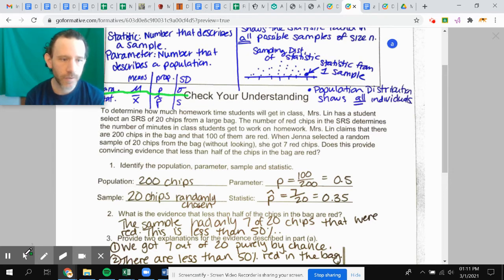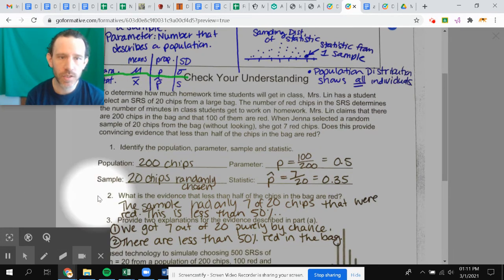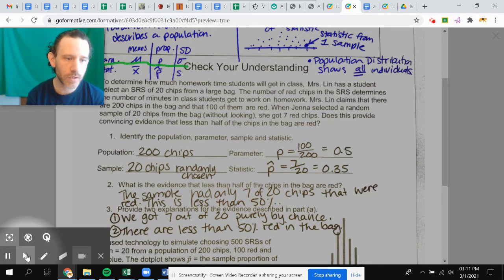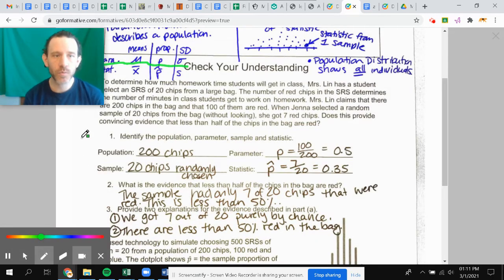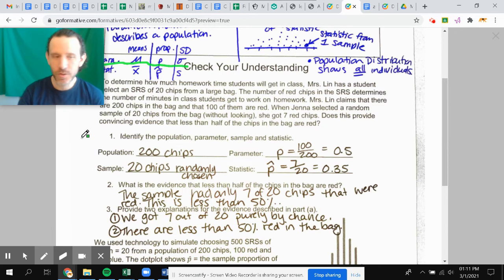So let's go with the population. The population here would be the whole group. In this case, the population from which we selected was these 200 chips, right? That's how many total chips were in the bag. So when I talk about the population and I know the number, you include the number. If you don't know the number, you just say all, but you do want to identify what it is we're talking about. In this case, it's not 200 people, but actually 200 chips that are the population.